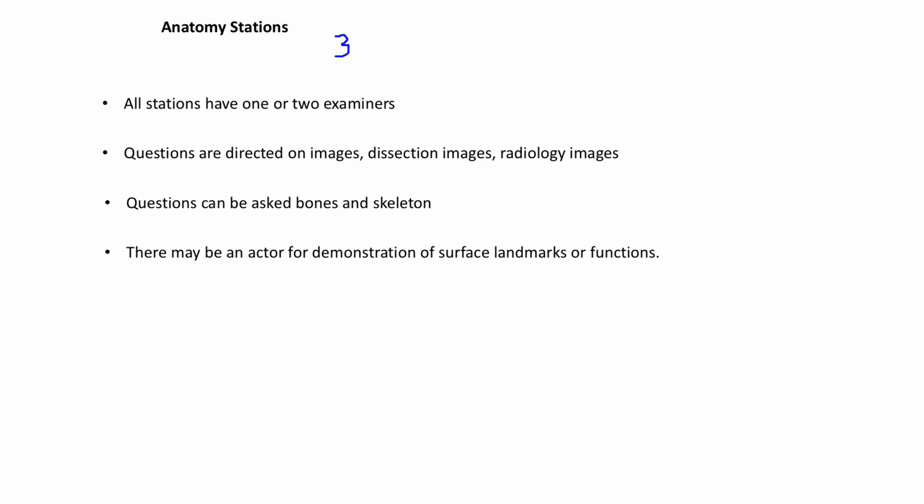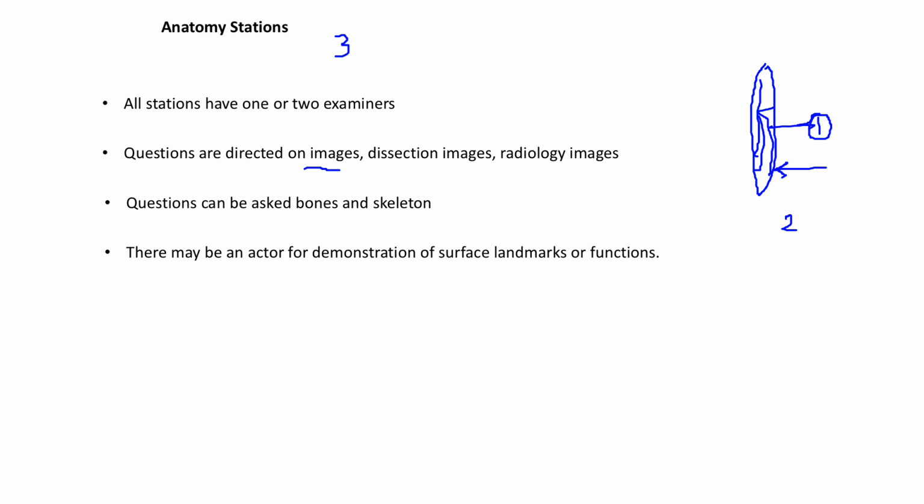These stations are assessed based on dissection images. They can display an image. Suppose this is an image of biceps muscle, and they say what is the name of this structure. This will be one question. What is its nerve supply, and then what are its two actions.